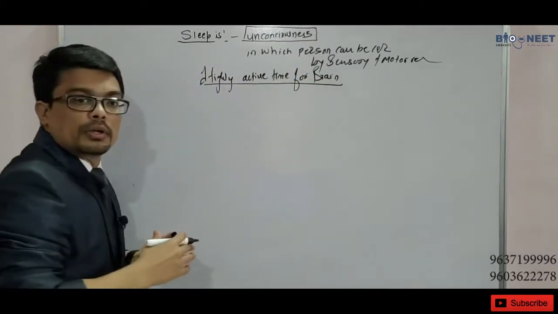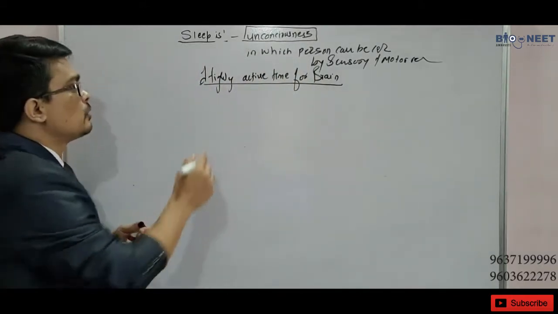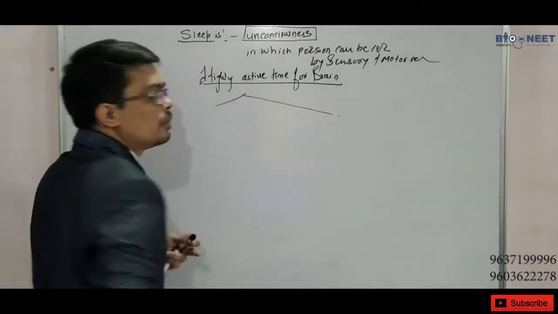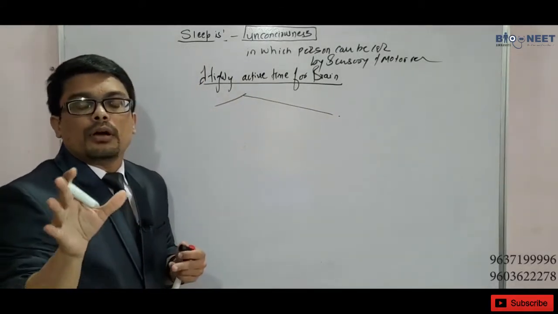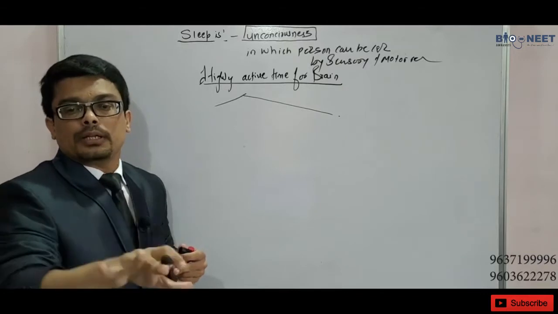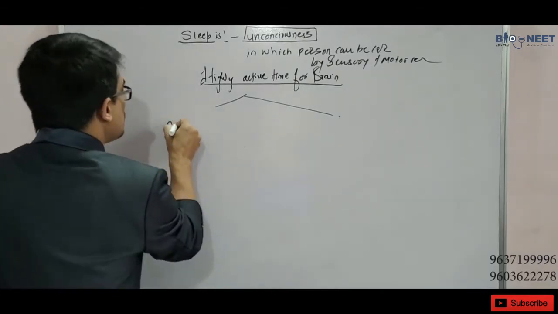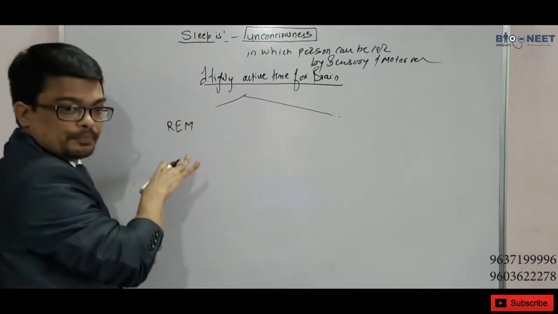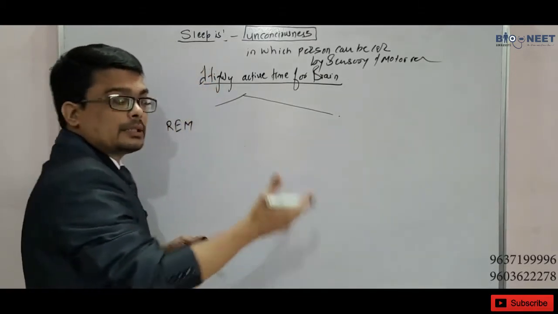Now we will go to the types of sleep. Sleep is of 2 types: we already know, REM sleep and NREM sleep. It is not really a type of sleep, it is the phases inside the sleep.